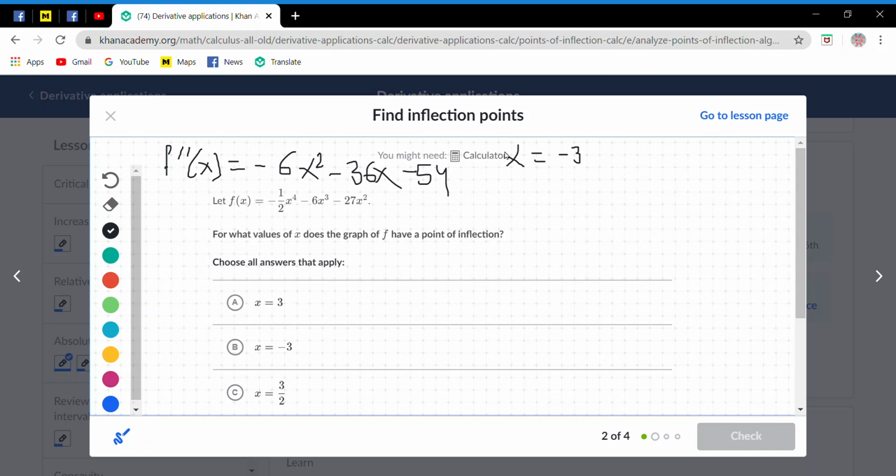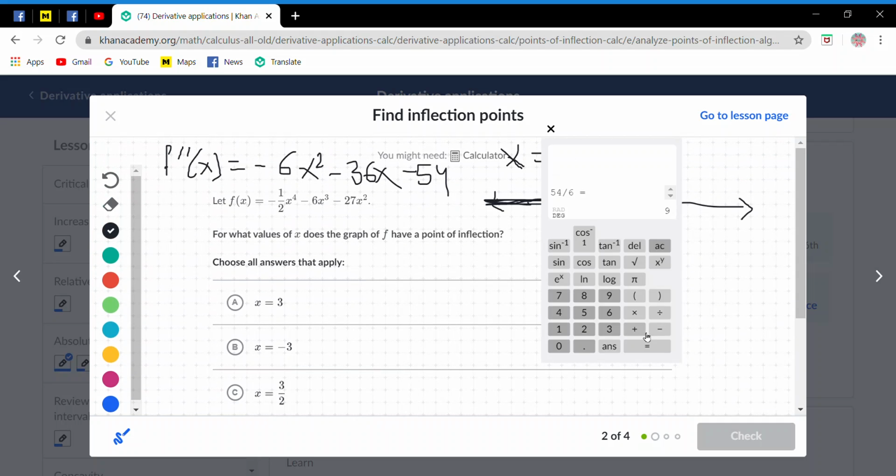So let's see now on the number line. Our only critical point is at negative 3. So let's see in the intervals. Let's look at the interval from negative infinity to negative 3. Let's pick a value, let's say negative 10.